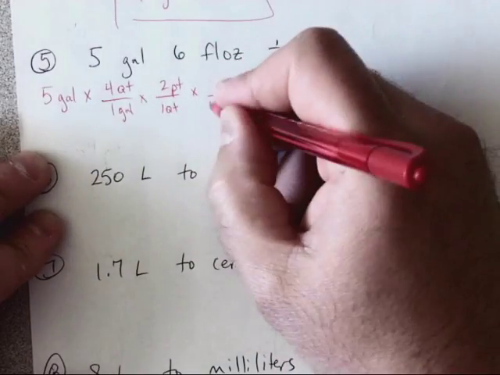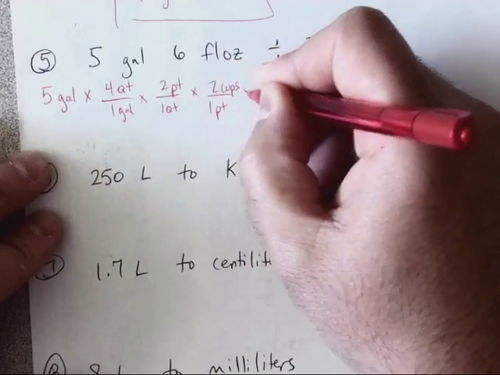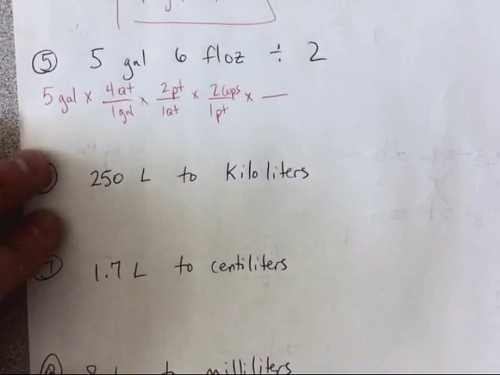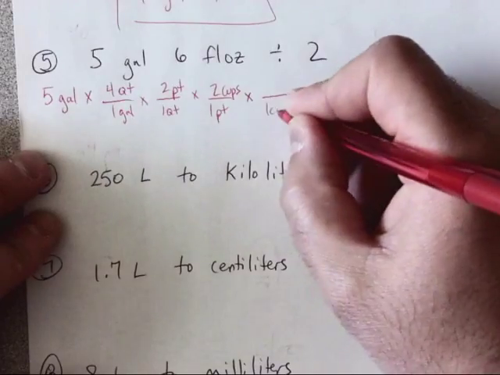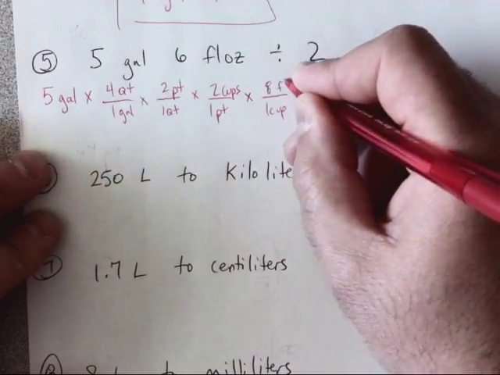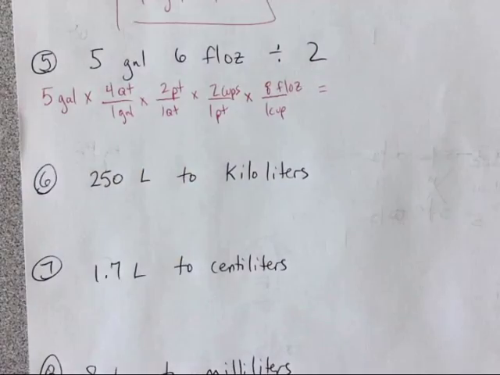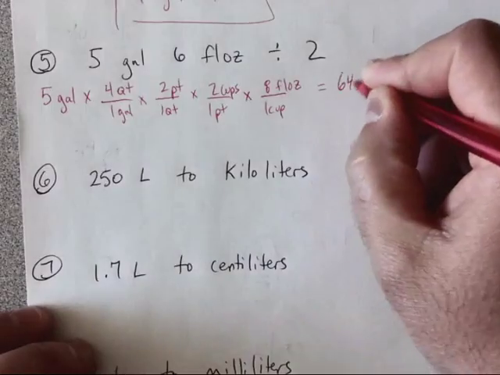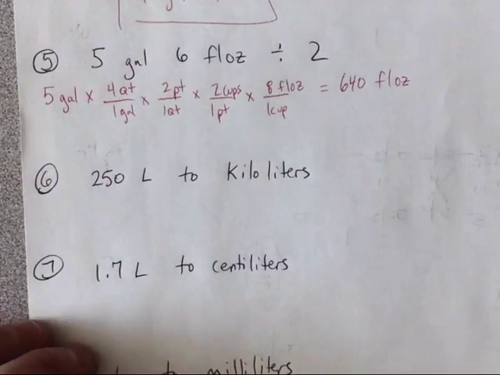To cups. To fluid ounces. So if I multiply all that out, 5 times 4 times 2 times 2 times 8, I get 640 fluid ounces. Sorry, I was checking my answer there.